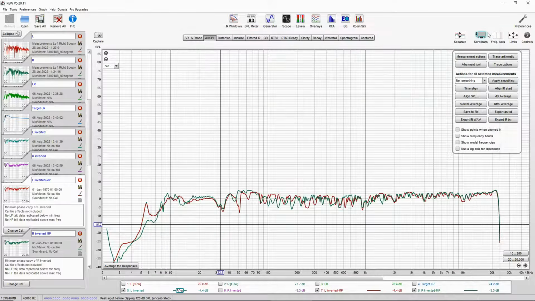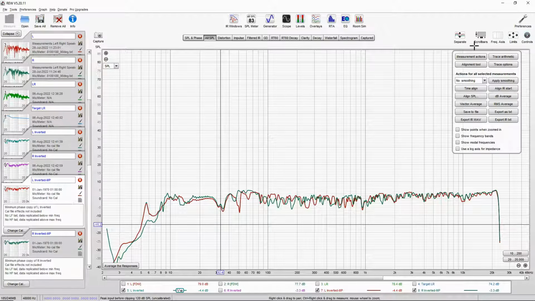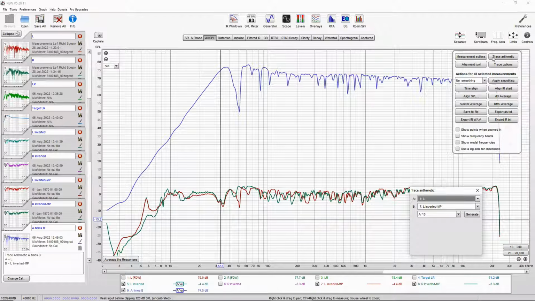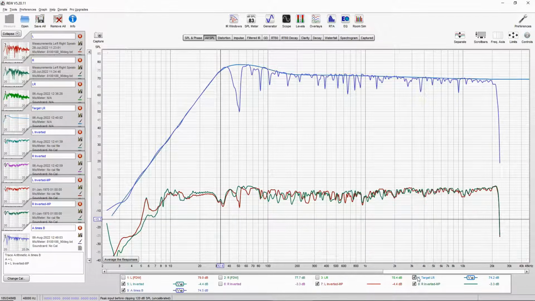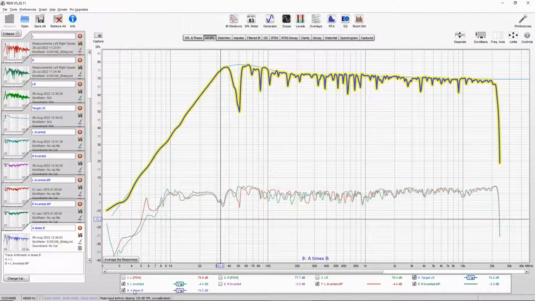Now, if you want to see how your speakers will sound with these correction files afterwards, let's just do a quick math. Original left speaker response convolved by our correction, which is L inverted and P A times B. This vector multiplication is the same thing as inducing this correction to the left speaker. Generate. This is the target curve, and this is our corrected left speaker response.